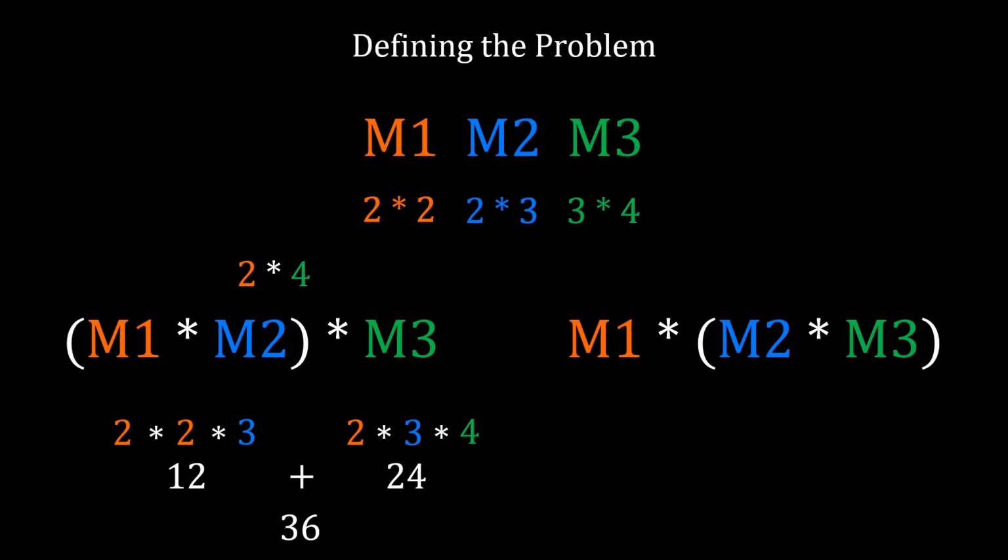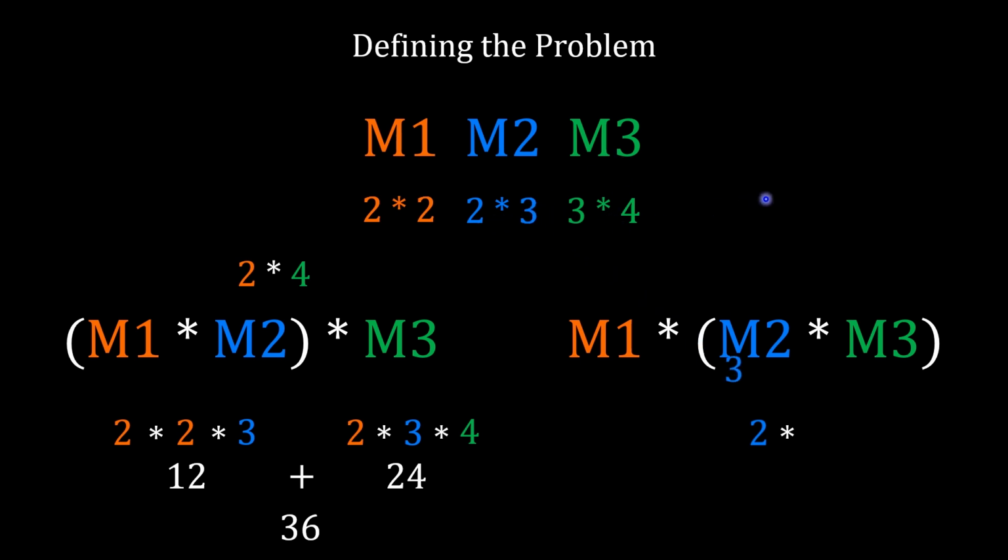We can then take a different scenario whereby first we're multiplying matrix 2 by matrix 3, and then the result of that is then multiplied by matrix 1. So in this scenario, we're first going to multiply matrix 2 by matrix 3. This is possible because matrix 2 has 3 columns and matrix 3 has 3 rows. So we can multiply these two together. The resulting size of matrix 2 times matrix 3 is going to be 2 by 4.